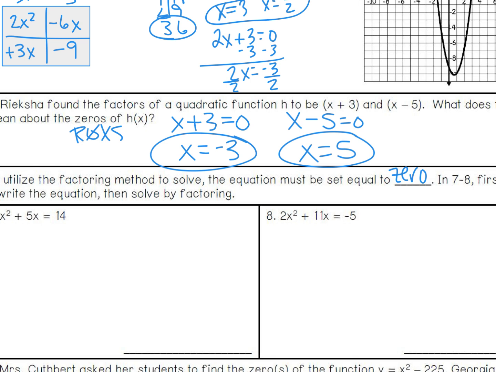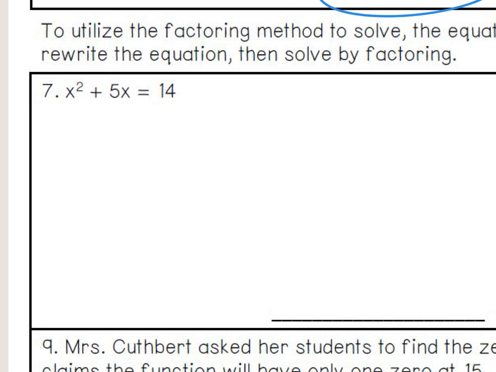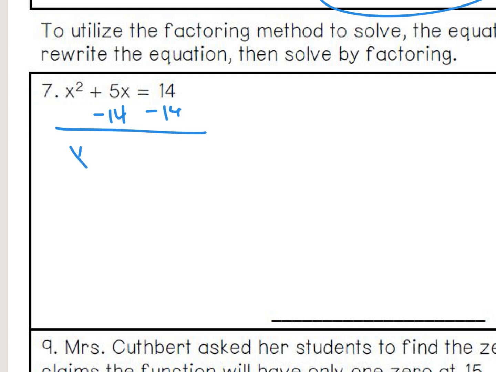And then we can do our factoring. So for number 7 and number 8, I'm just going to show you the setup on 7. We'll actually solve 8. You would need to move this 14 over. So you can do your x squared plus 5x minus 14, and then you could do your box and write your factors. Okay, but you are not going to be able to factor this until you set it equal to 0.